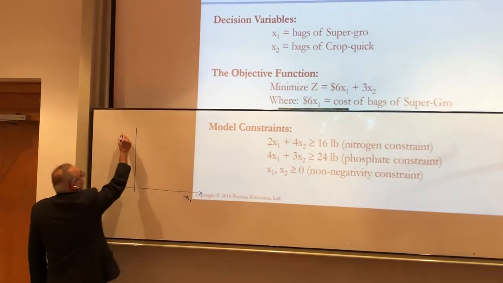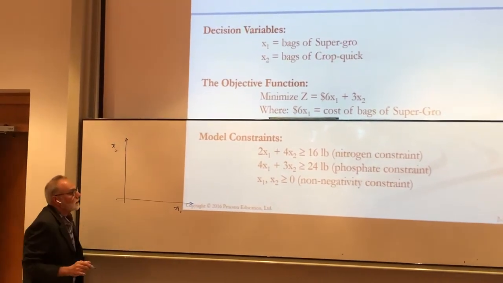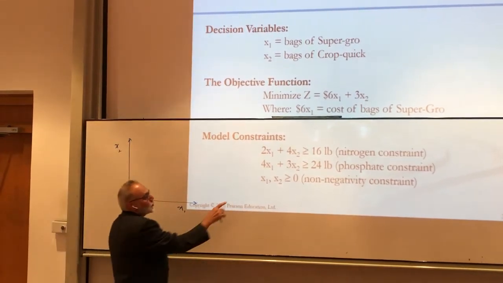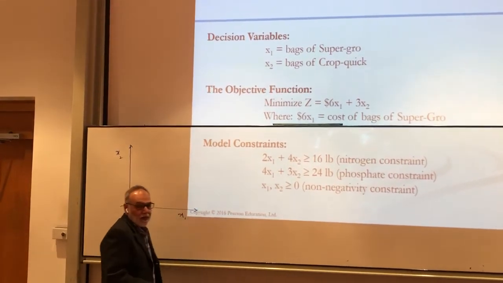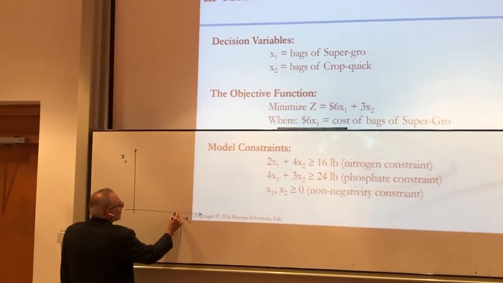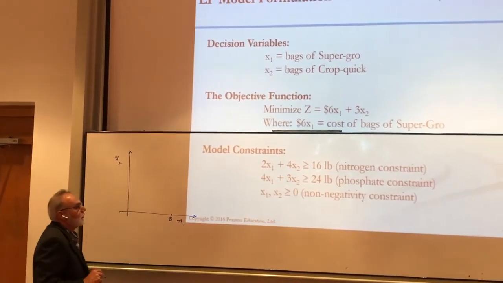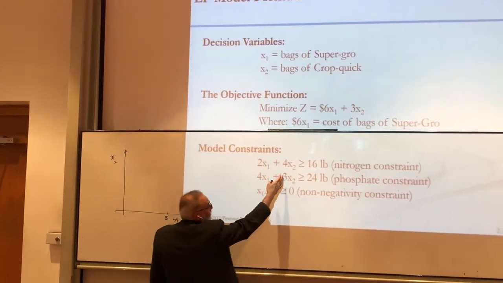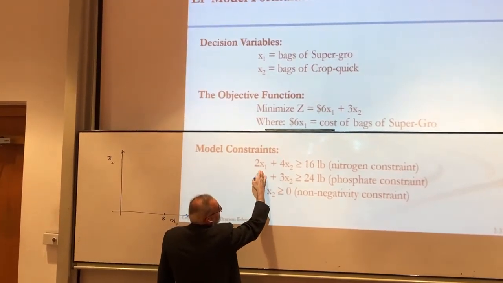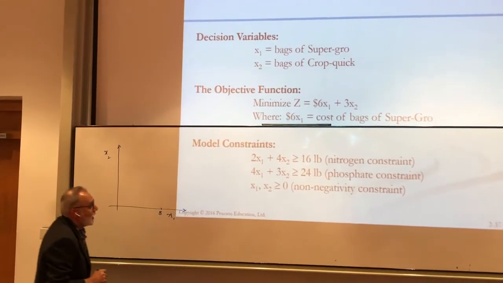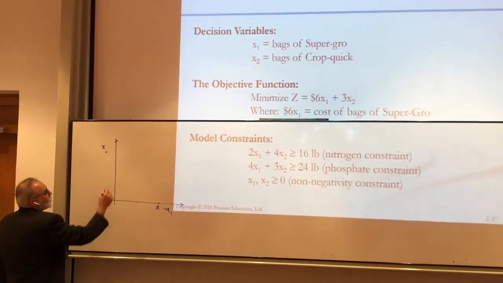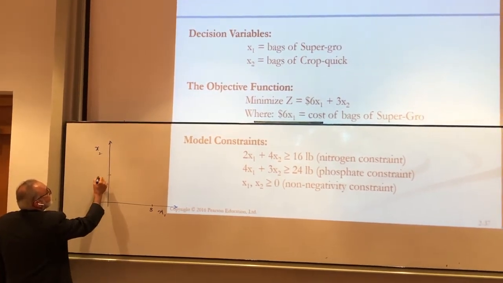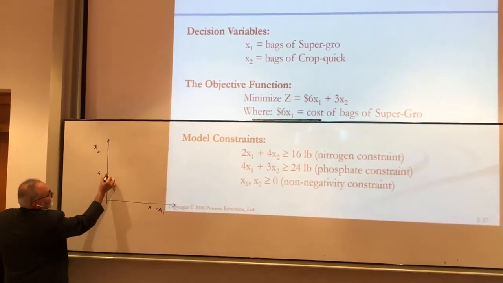Say x1 and x2. Alright, so when x2 is equal to 0, x1 is equal to 8. So let's say this is 8 here. And when x1 is equal to 0, x2 is equal to 4. So let's say this is 4. And join them together.